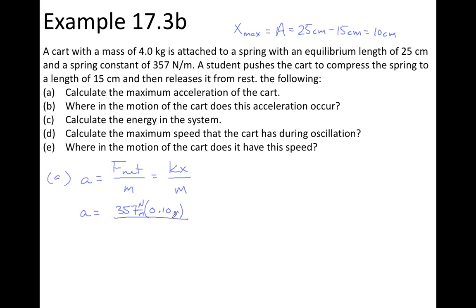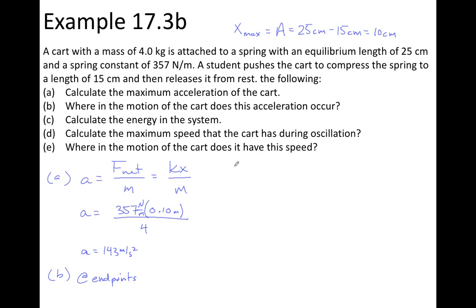Then we can divide by the mass, which is given as 4. And this gives us a value of 143 meters per second squared. Where does this occur? Well, this is going to occur when the stretch or the compression is a maximum, and that happens at the end points in the motion.